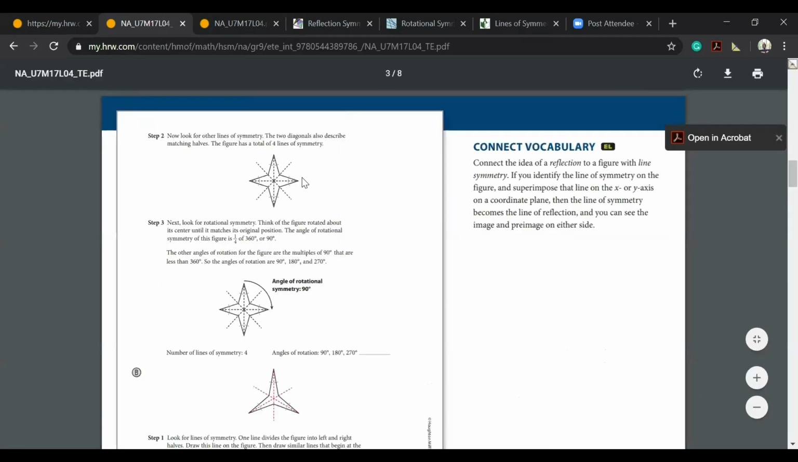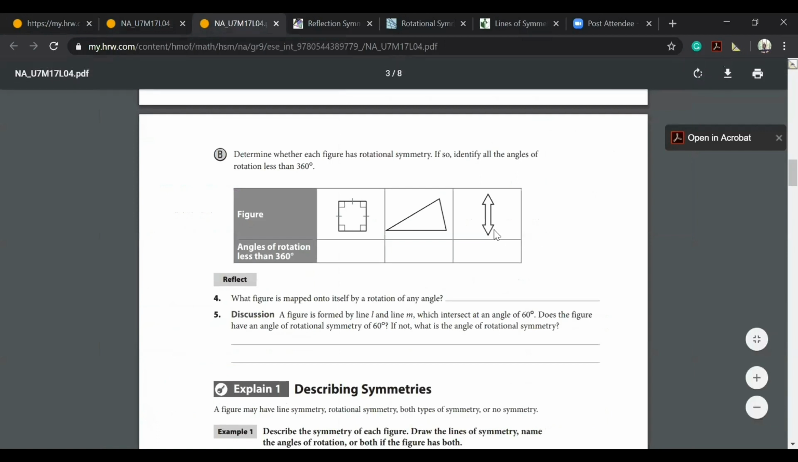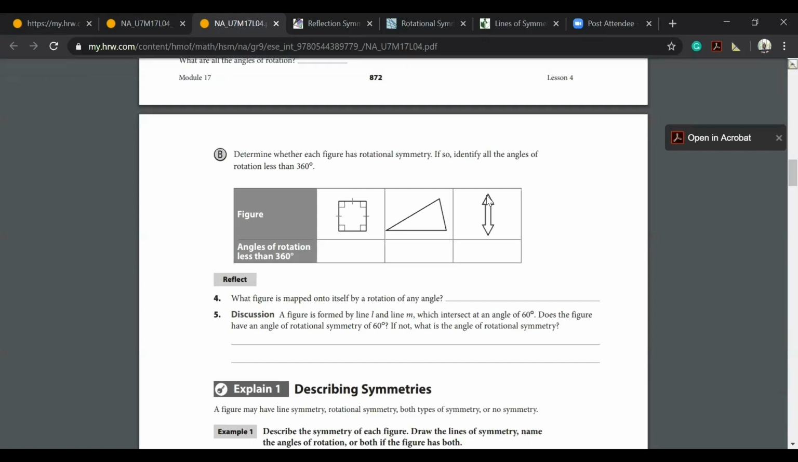Okay? What about the other figure? This figure. Can you think about any rotation that we can do that will make the figure the same? For example, if we do a 90-degree rotation, what will happen to your figure? It will be standing in here. Is it the same? No. What about 180?